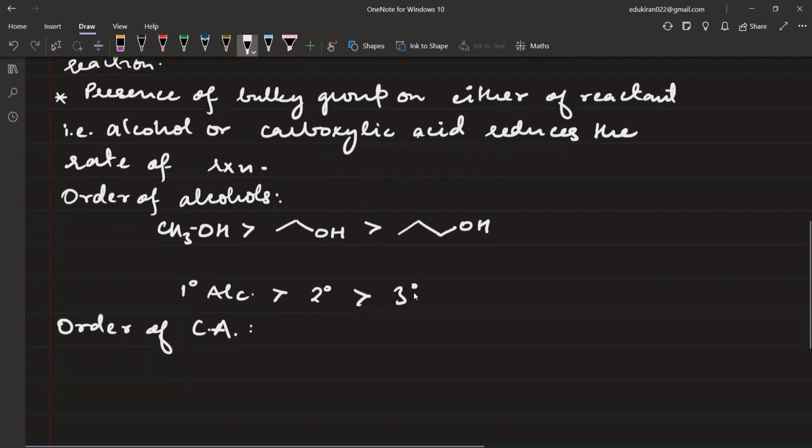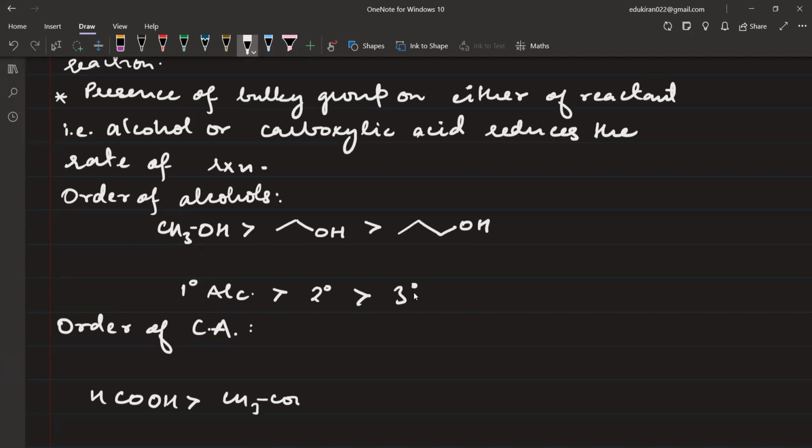Right, next order of CA. CA is carboxylic acid. So in carboxylic acid, we'll have HCOOH, which is smallest, to be faster, followed by CH3COOH, which will be followed by (CH3)2CHCOOH and so on. So if you have more number of carbon atoms and if you have bulky group around the carboxylic acid, then it will lower the rate of reaction. It will reduce the speed of reaction.